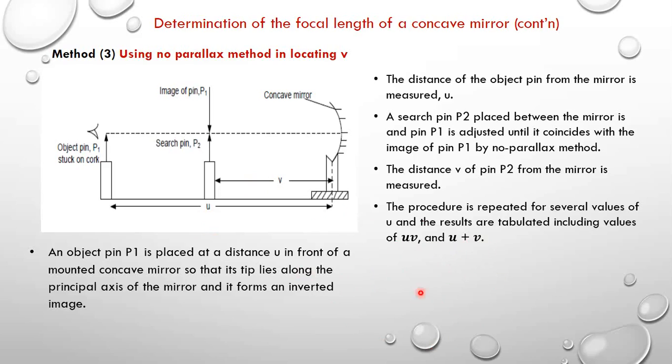That means on your table we shall have a column for U, a column for V, a column for UV, and another column for U plus V. So we shall have 4 columns. Then we shall plot a graph of UV against U plus V, and determine the slope of that graph, slope S. After determining that slope S, we conclude that the focal length of this concave mirror is equal to that slope S.